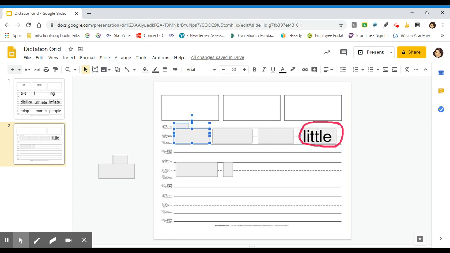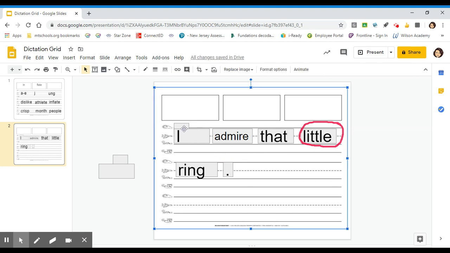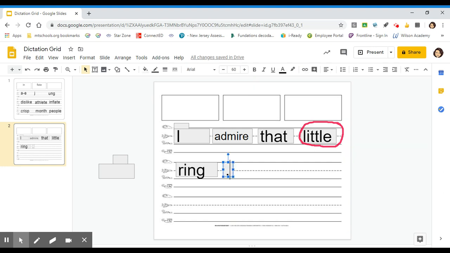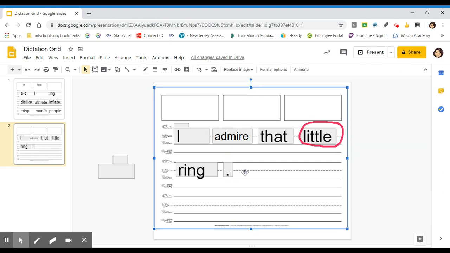And let's begin. I admire that little ring. And remember, the first frame goes up higher because it's a reminder to me that I need to use a capital letter. And just so happens that this sentence has the word I, and we know I is always capitalized. And then the little frame at the end, that's for my punctuation. And I'm telling you something, so I use the period. I admire that little ring.